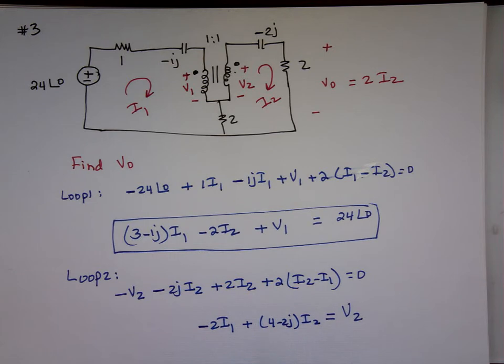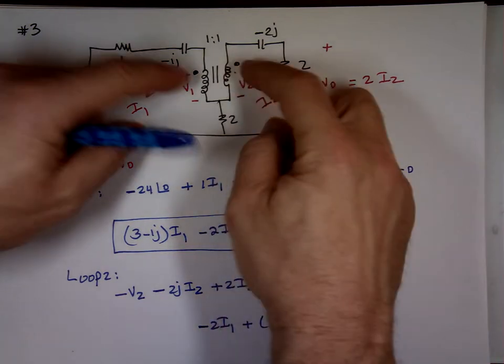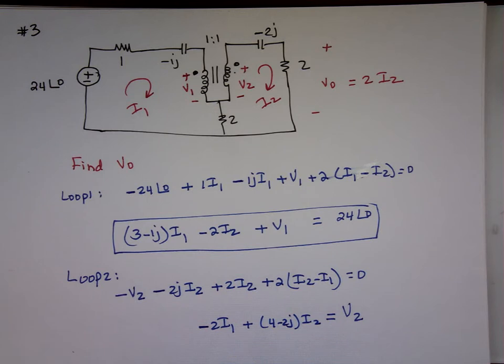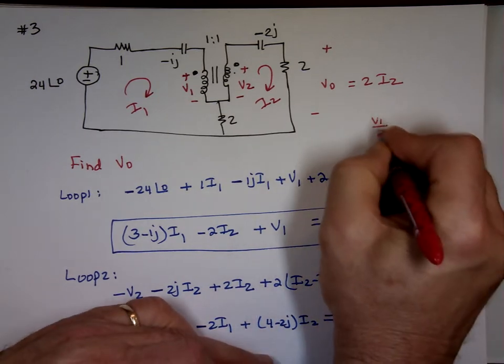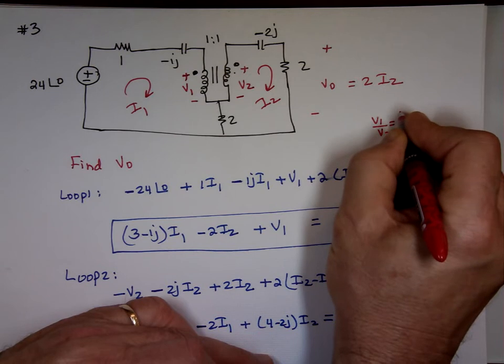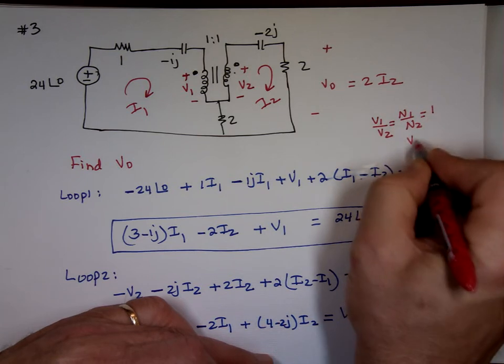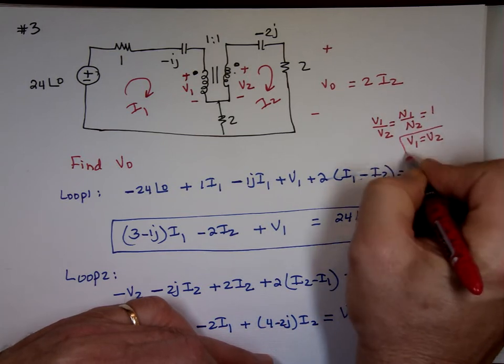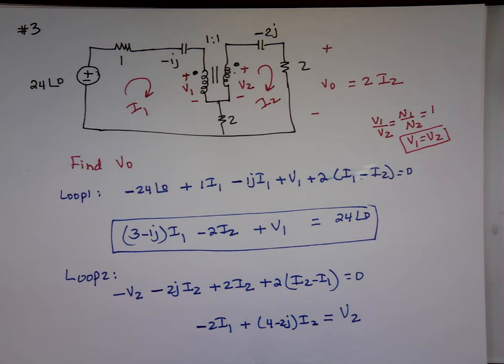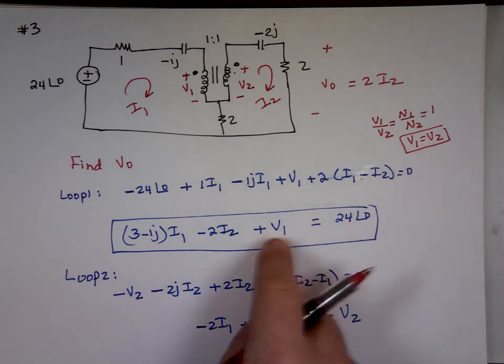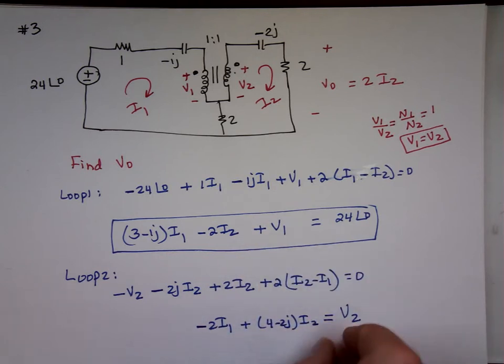And now I've got to find some relationship between V1 and V2. Well, let's look at that transformer. Notice the polarity, the direction of the dot, the plus minus V1, V2. That tells me the ratio of V1 to V2 equals the ratio of N1 to N2. Since these are ones, that says V1 equals V2. So I can come back and make this V2, and I can eliminate one of the equations already. Or I can make this V1.